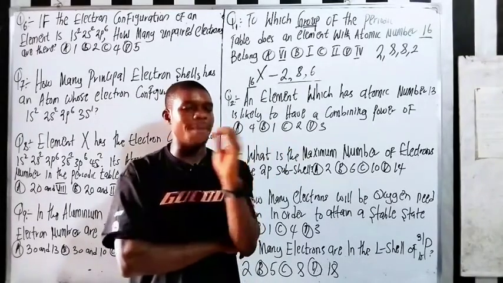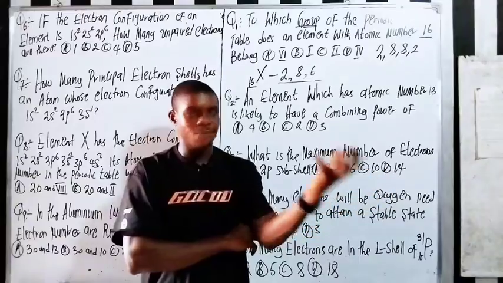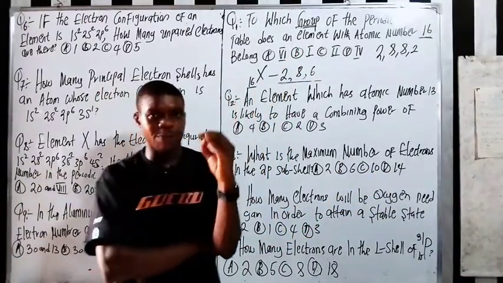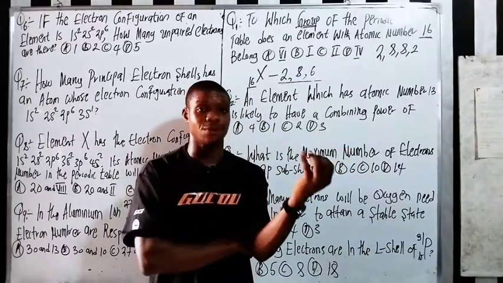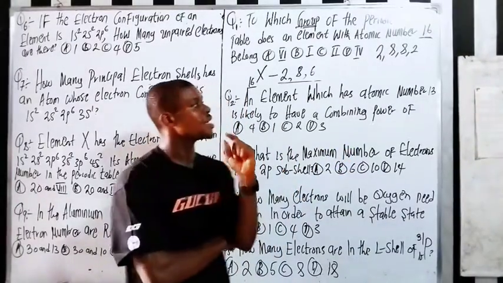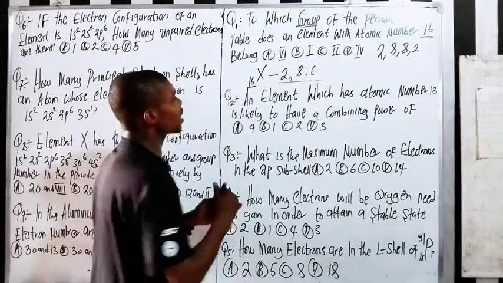So what does that tell you? Remember that from the outermost electron, you also know the group number. Yes, you also know the group it belongs to. It means that this element actually belongs to group 6 in the periodic table. That is the meaning. Group 6 in the periodic table.